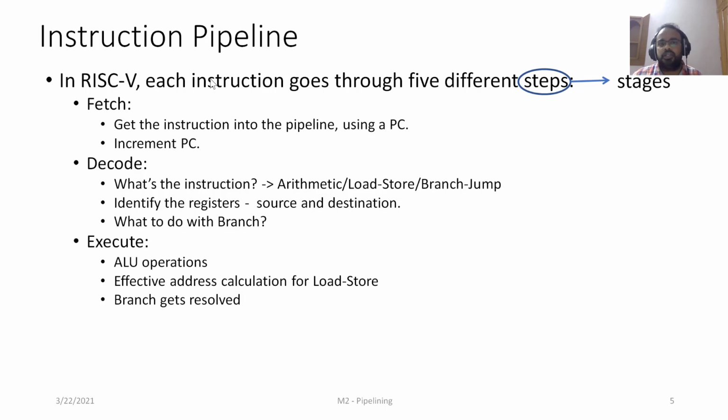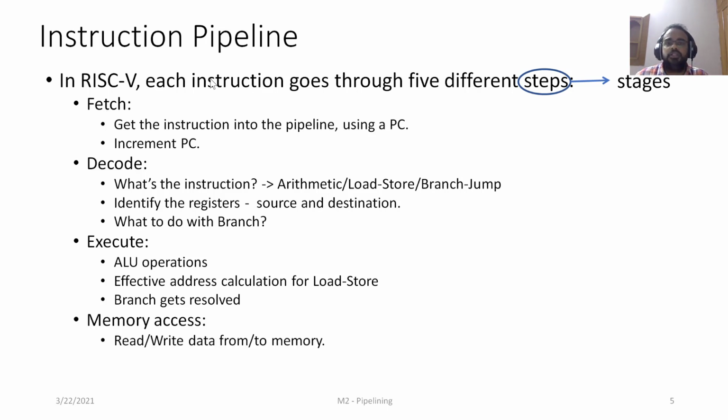In the third stage, the execute stage, we are going to actually perform the ALU operation: add, subtract, shift left, right, etc. And for load and store, we are going to calculate the effective address. And for the control instructions, specifically the branch instructions, we are going to resolve the branch, whether it is an equality check or inequality check, greater than or less than, etc. All that checking will be done, and we'll know whether we have to continue with the next instruction or jump to the target address.